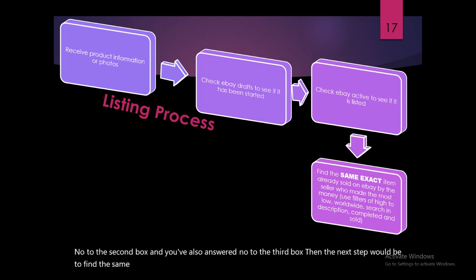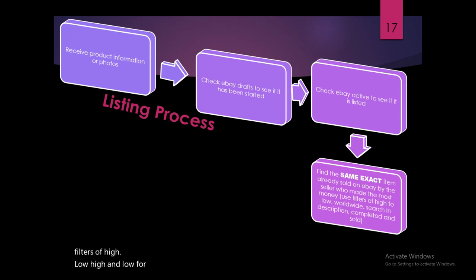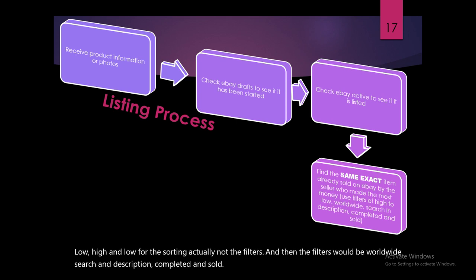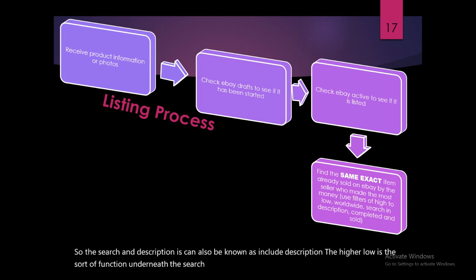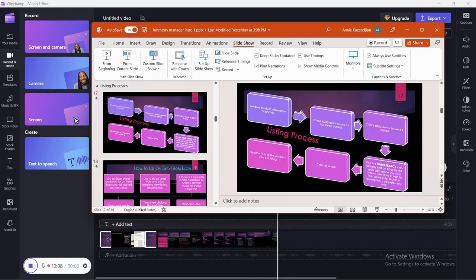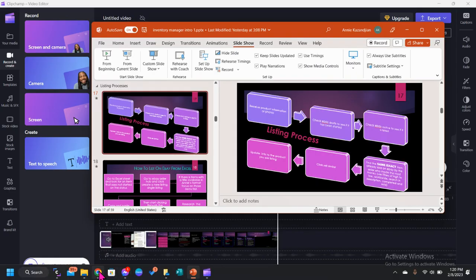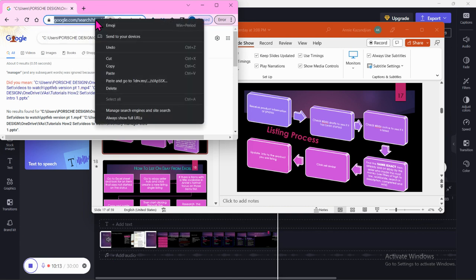then the next step would be to find the same exact item already sold on eBay by a seller who made the most money. Use high to low for the sorting, actually, not the filters. And then the filters would be worldwide, search and description, completed and sold. The search and description can also be known as include description. The high to low is the sort function underneath the search box on an eBay listing. And then the worldwide option is in the show more and show only. Let me go ahead and just show you an example of what I'm talking about, so you're not confused later on.